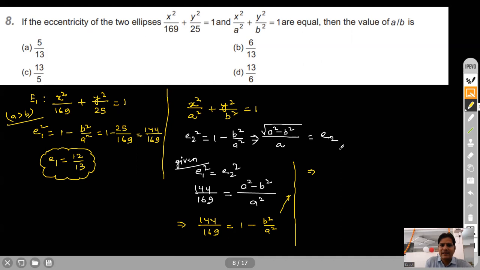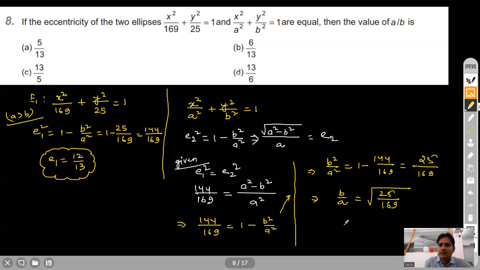That we can further write as B square upon A square is equal to 1 minus 144 upon 169. That will be 169 minus 144, which is equal to 25. So our ratio B upon A will be equal to under root of 25 upon 169. That is nothing but B upon A is equal to 5 upon 13. Okay. So till now we are getting just basic, formula based questions, right?